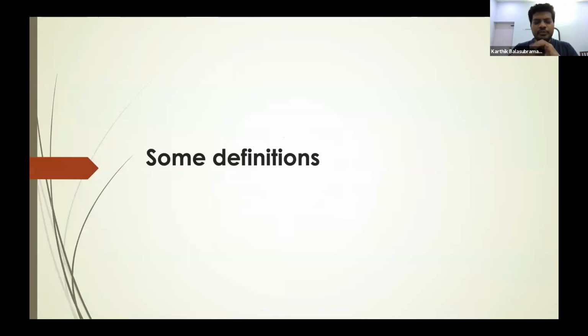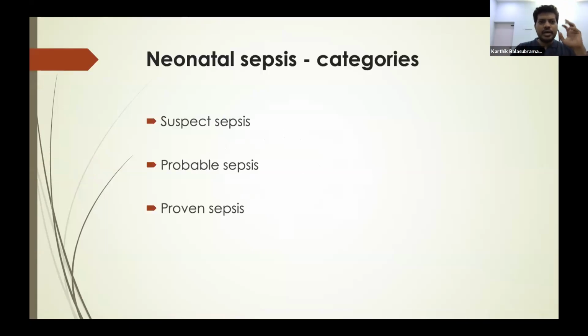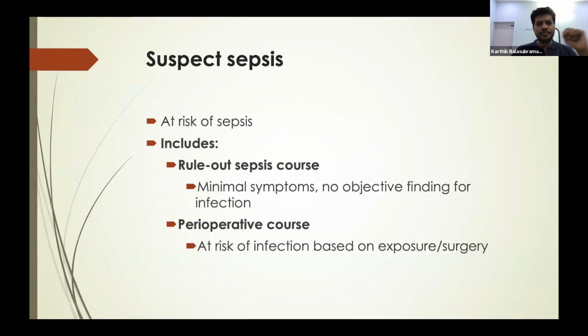So before going into when to use antibiotics, what kind of antibiotic to use, and how long to use, let's look at a few definitions just for clarification. Neonatal sepsis can be broadly classified into 3 different types. We label it as suspect sepsis, where you suspect an infection, probable sepsis, and proven sepsis.